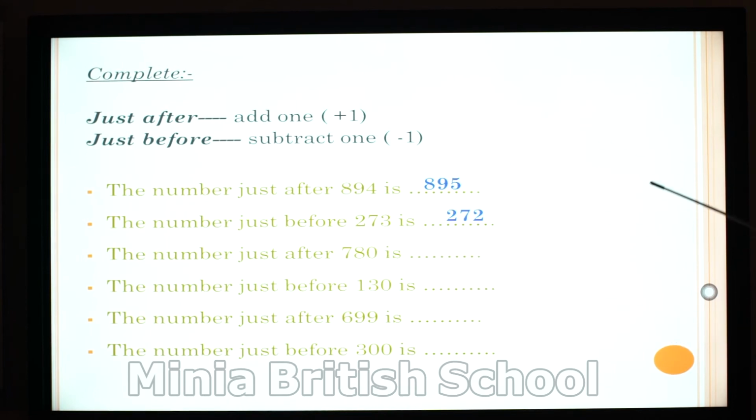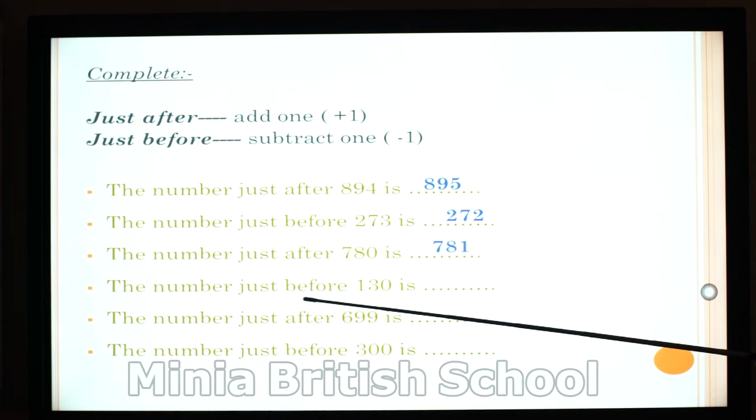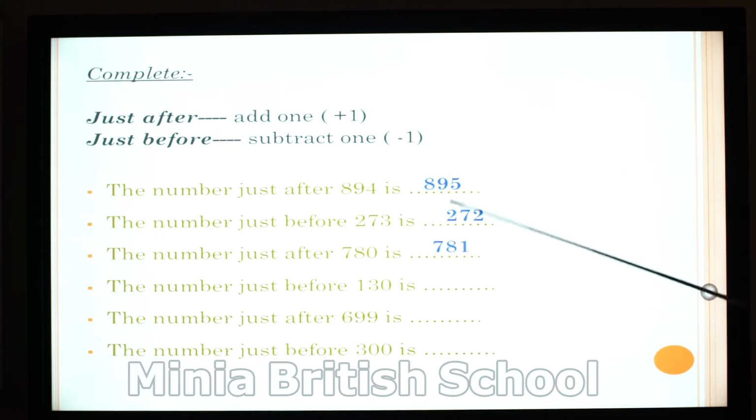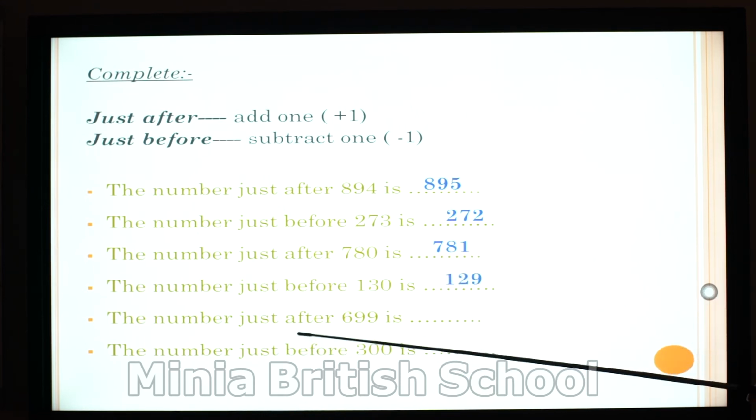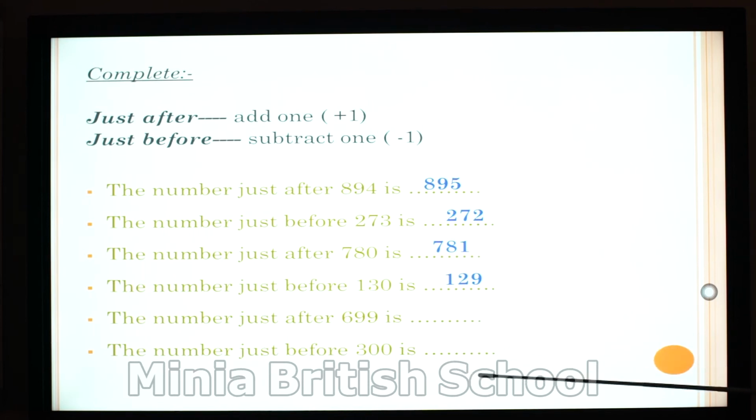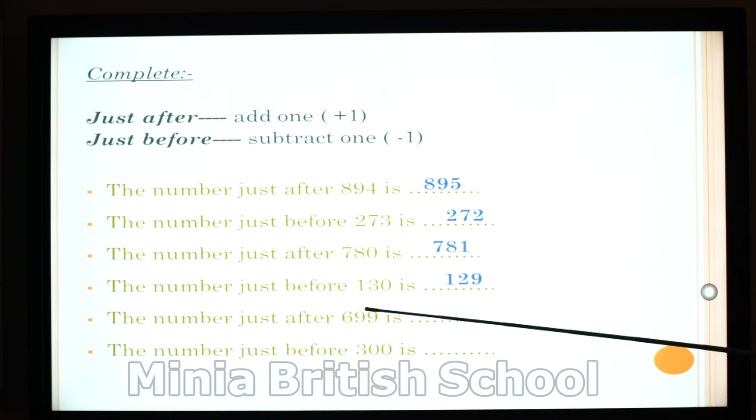The number just after 780. Just after you have to add 1, 781. Number just before 130. You have to take 1. It will be 129. The number just after 699. You have to add 1 to this number. It will be 700.